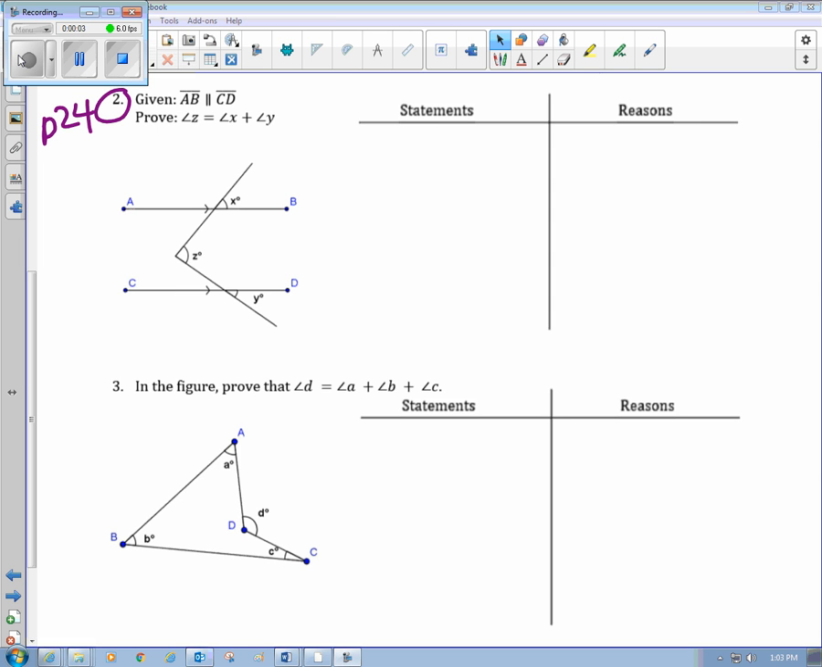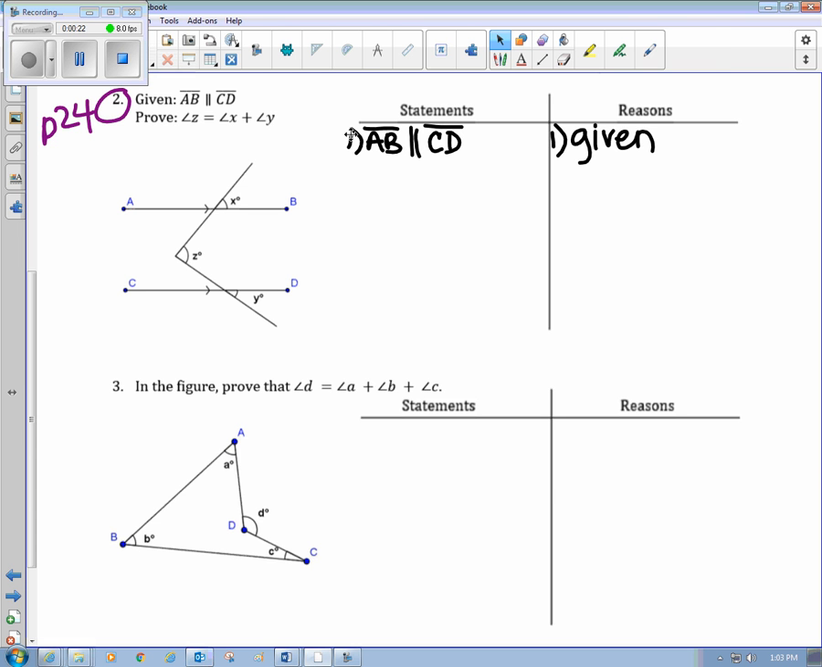Page 24, question number 2, continuing on with unknown angle problems. We are told in this question that we have two parallel lines. So we have that line segment AB is parallel to line segment CD. That is given to us. And we know that there's a lot of things we can do with our parallel lines.